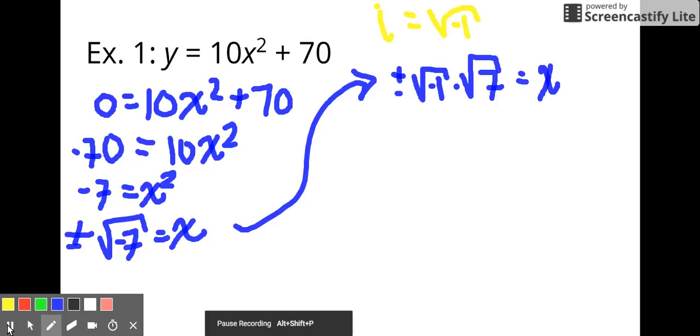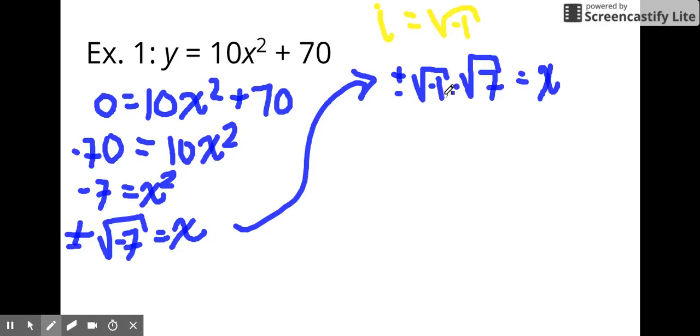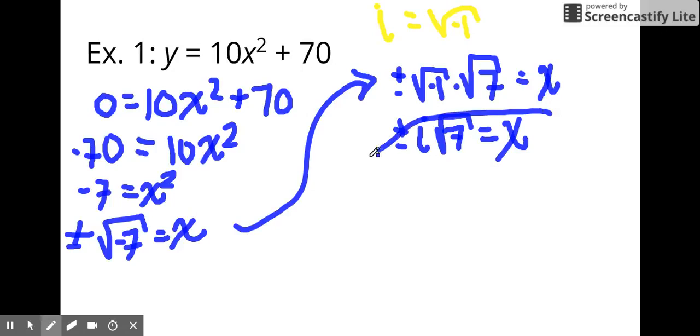And i is equal to the square root of negative 1, so we can actually break up the square root of negative 7 into the square root of negative 1 times the square root of 7. This helps us because we know that the square root of negative 1 is i, and then the square root of 7 we just leave as square root of 7. So the solution to this problem is x equals plus or minus i times the square root of 7.